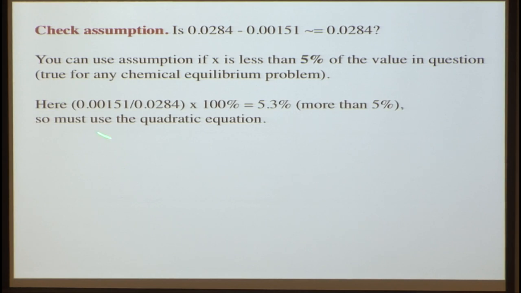So here, this is the x we calculated. Here is the amount times 100%, which gives us 5.3%, which is more than 5. 5 is the magic number for the course, and so then we have to use the quadratic equation.